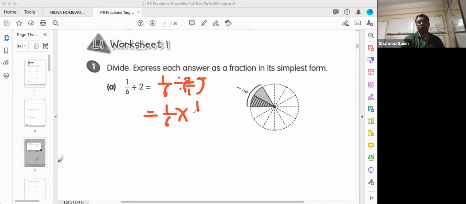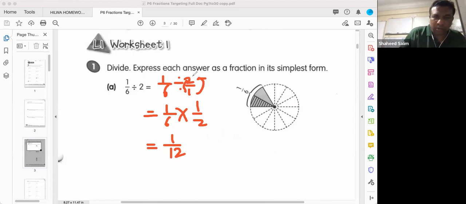Okay, 1/2. Now, can you cancel? Cannot, because top is 1 and 1. So just take top times top. 1 times 1 is 1. Bottom, 6 times 2 is 12. How do you get it? Down here, divide, you must change to times. When you change to times, it does a flip. The bottom goes up, the top number goes down. So we try.